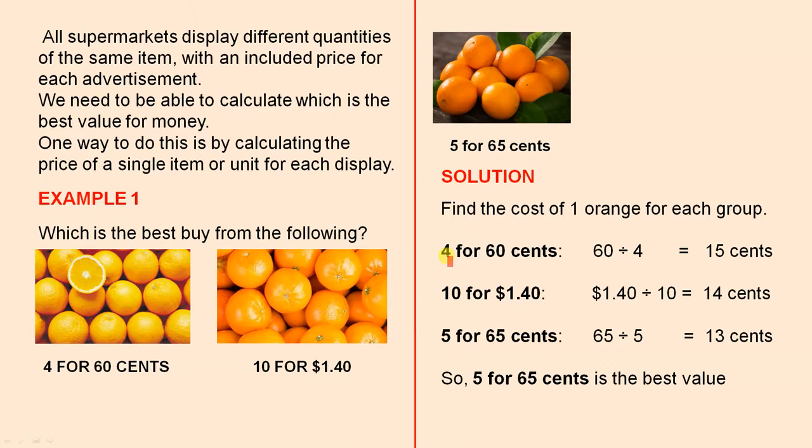So for the first advertisement of 4 for 60 cents, we have 60 divided by 4, that gives us 15 cents per orange. For the second advertisement, 10 for $1.40, we have $1.40 divided by 10, that gives us 14 cents per orange. And for the third advertisement, 5 for 65 cents is 65 divided by 5, that gives us 13 cents per orange. So that's the cheapest cost per orange, so 5 for 65 cents is the best value. So this advertisement here represents the best value.